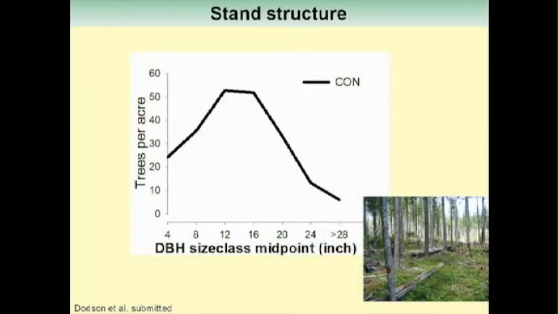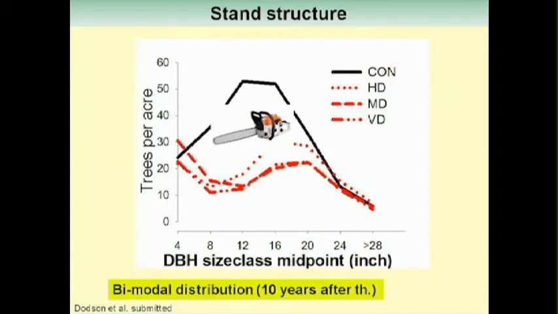Switching to another component of old growth and looking at stand structure. Here you see a diameter class distribution, so the number of trees over tree size. In the control conditions shown here, you see that we have the typical normal bell-shaped distribution, which is what you expect. Now when you thin, measured 10 years after the thinning treatment, you see that the three different thinning treatments in the density management study already lead to what you would consider at least a bimodal distribution. So fairly quickly and fairly early, you see this shift.